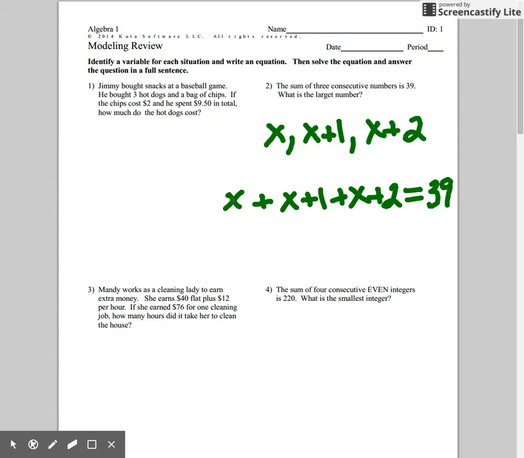My next step is to simplify. How many x's do I have? I have 3 x's. I'm combining like terms here, right? How many numbers do I have? I have 1 plus 2, which is 3, and equals 39.